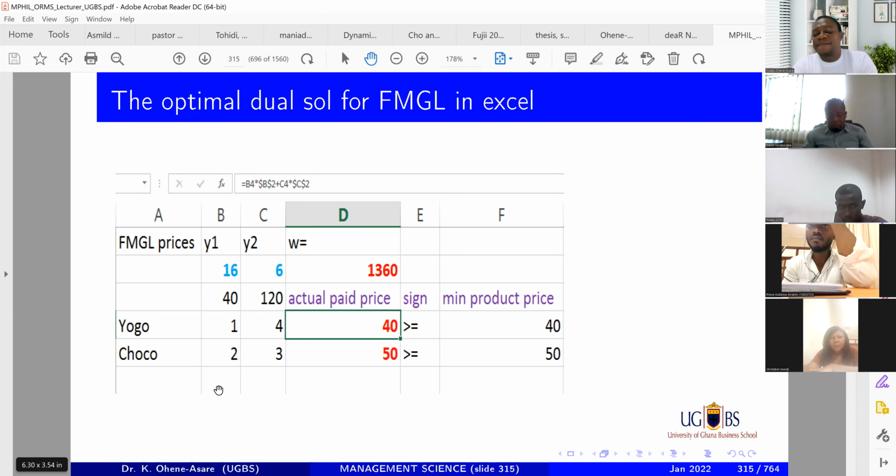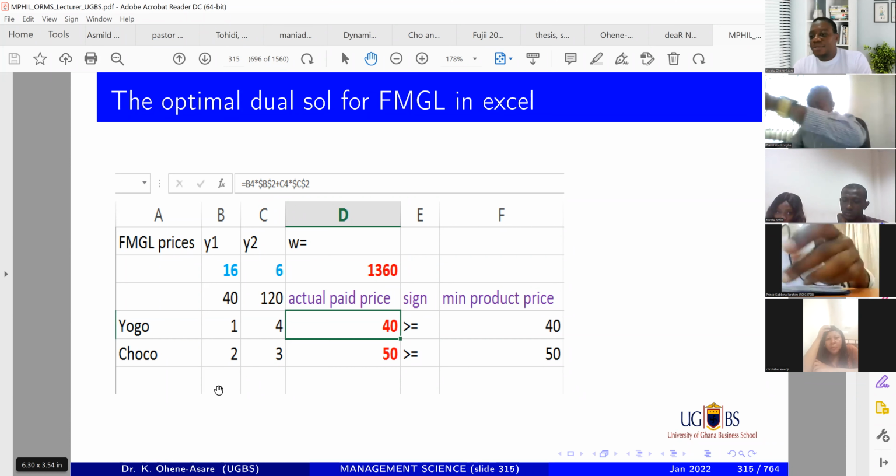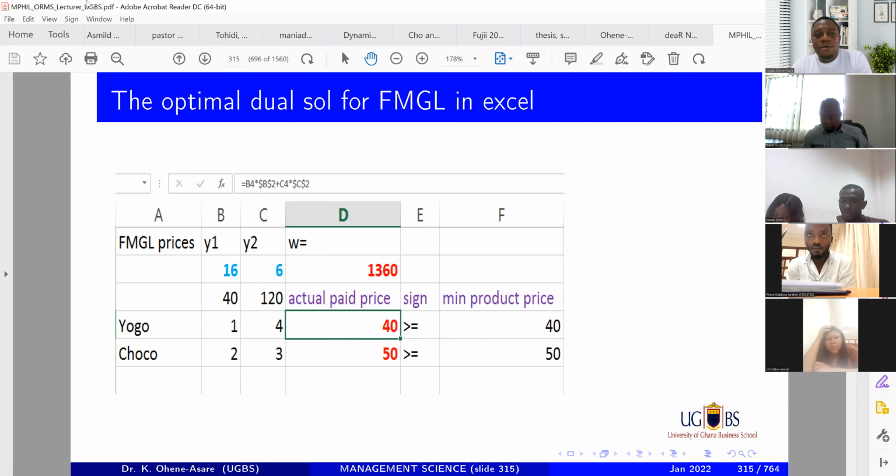Now look at the optimal values for the dual model. You see the Y1 is 16 and the Y2 is 6. Now who can tell me what the 16 stands for? And who can tell me what the 6 stands for? Because that will tell me that you understand everything we have done today. What does the 16 stand for? And what does the 6 stand for?